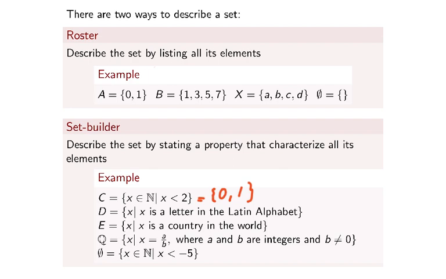A over B, where A is an integer and B is an integer. And finally, this set, the empty set, which is the same one as this one, right? But it's defined in this other way. In this way, the empty set is defined as X is a natural number such that X is less than -5. Well, there are no natural numbers less than -5, so this is the same thing as a set that contains nothing inside, the empty set.